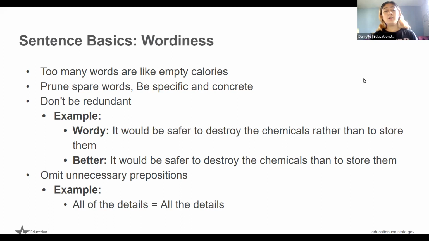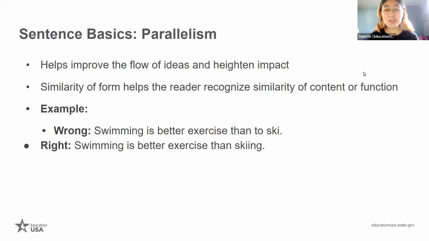Parallelism. Basically, it was kind of what I mentioned before: you want to make sure that the verb form it's in is the same as the one it follows in the next part of the sentence, or any verbs in the sentence should match each other's form. So for example, "swimming is better exercise than to ski." If you said that, I would understand you, but it's not proper. The right way: "swimming is better exercise than skiing."